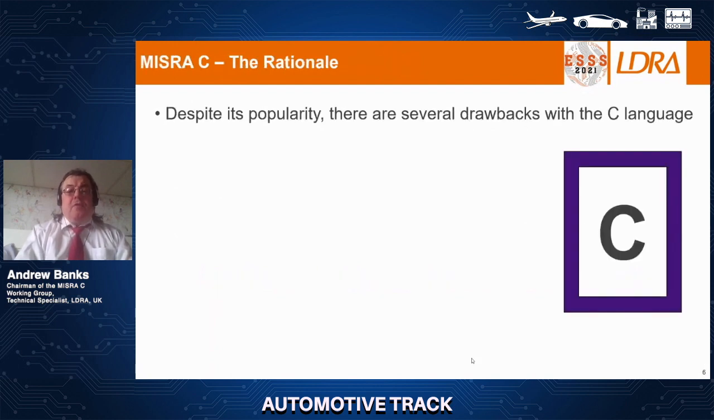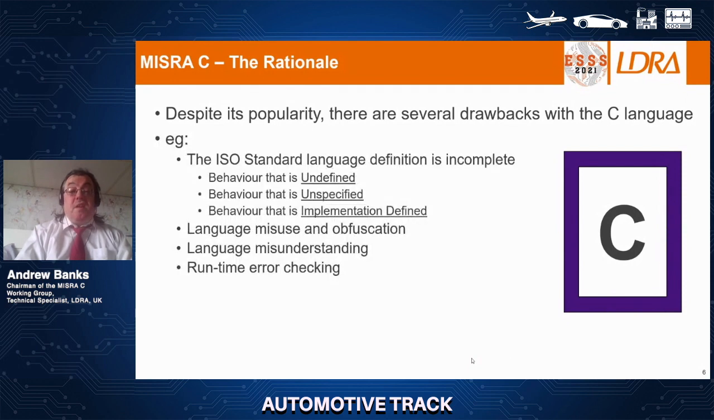Now, despite its popularity, after all, the Linux operating system is written in C mostly, there are a lot of drawbacks with the C language. The standard itself is incomplete. There's a lot of undefined behavior where the standard says, in this case, the behavior is undefined. There is a lot of unspecified. The semantic difference between undefined and unspecified actually is broadly irrelevant to most people, but it means we're not telling you what we're going to do. There's also a lot of behavior that is implementation defined. That's where the compiler can do what it likes as long as it tells you what it's going to do.